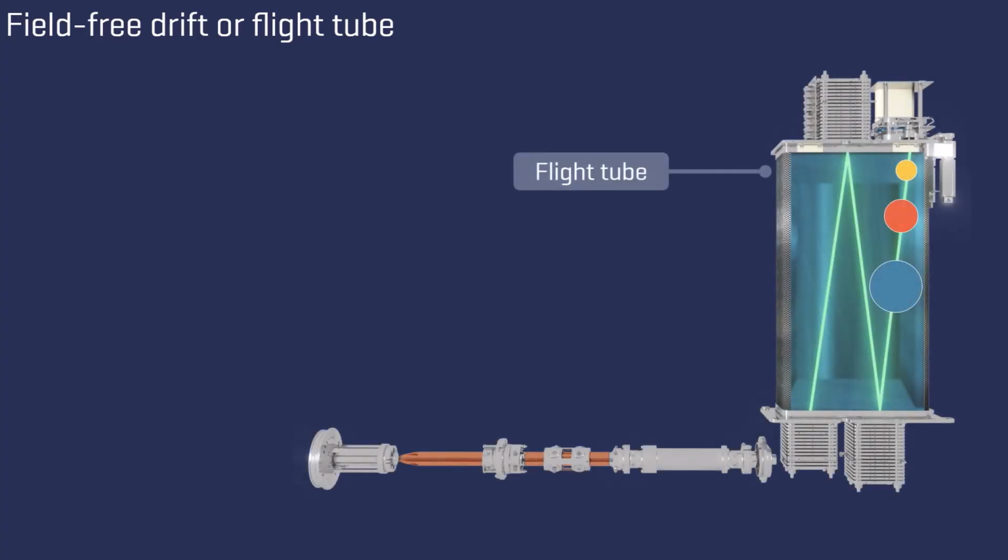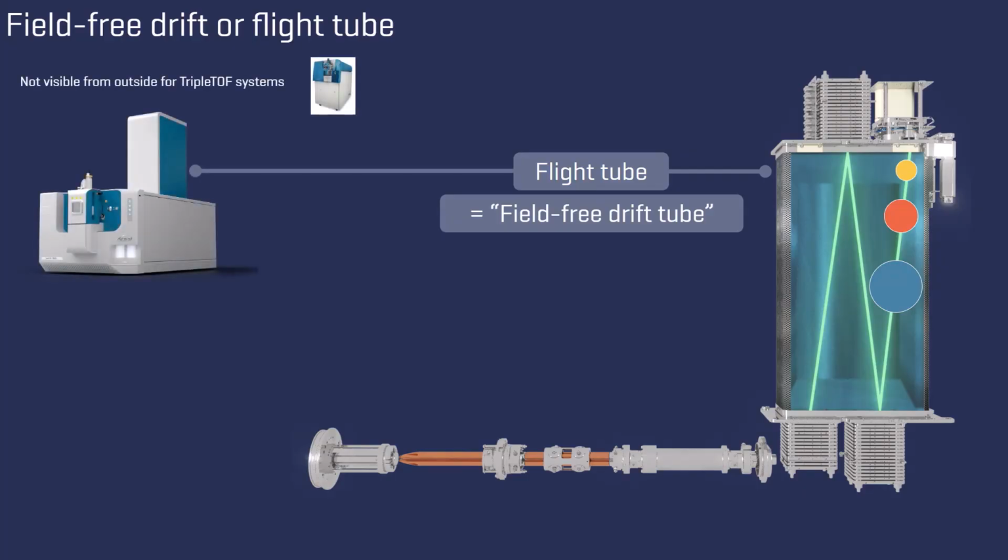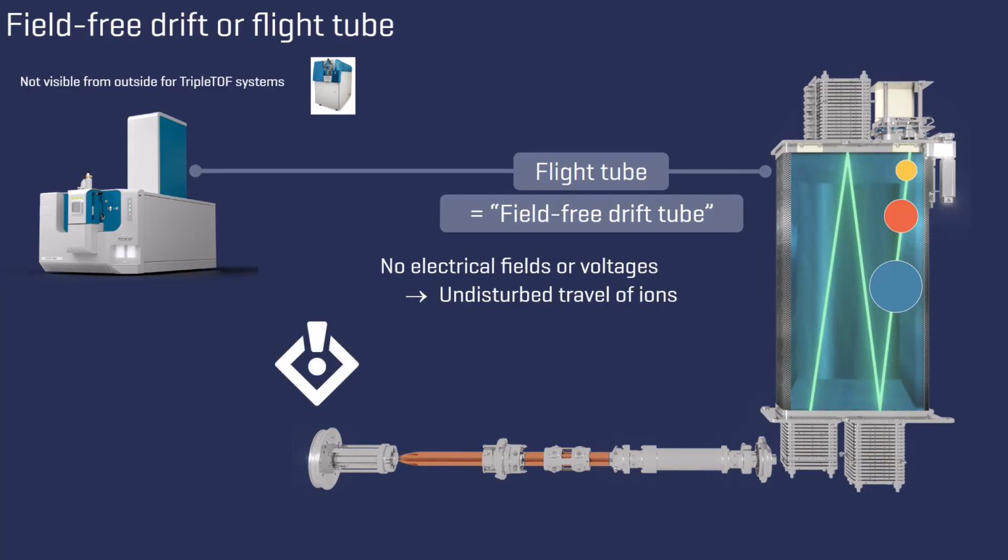Before we go into the details of how a time-of-flight mass spectrometer separates ions, we will take a closer look at the flight tube, also referred to as field-free drift tube. It is located within the tower, which is visible from the outside. The term field-free indicates that there are no electrical fields or voltages interfering with the ions as they travel to the detector. Additionally, it is crucial for this part of the instrument to be maintained under vacuum conditions to prevent gas molecules from disturbing the ions on their journey.